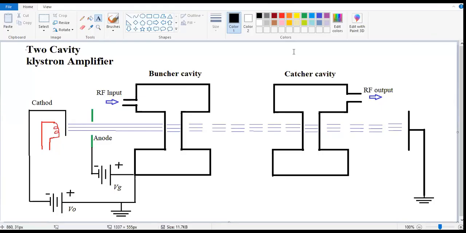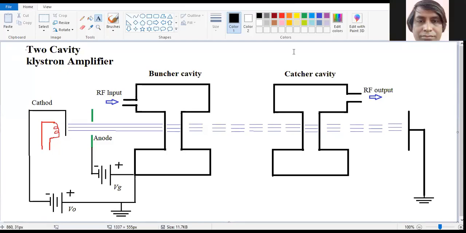So good morning all of you. Today we will start from unit number 4, that is the two cavity klystron amplifier.